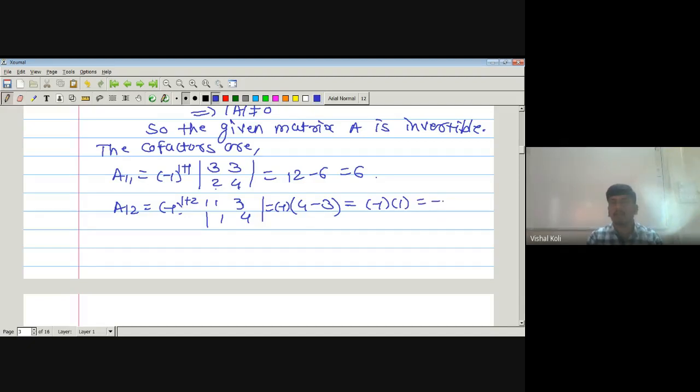Again, A13 is the element which is present in the first row and third column, so its cofactor will be minus 1 to the power 1 plus 3 into its minor.